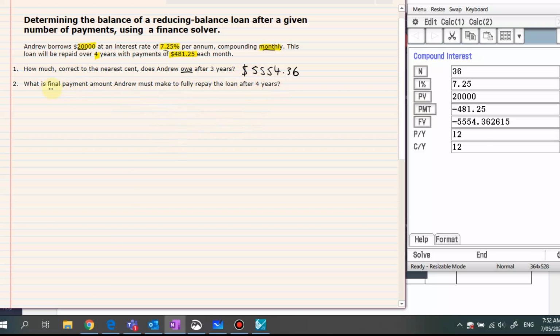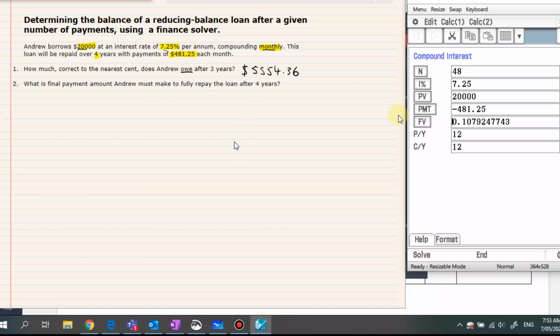What's the final payment amount Andrew must make to fully repay the loan after 4 years? All right. So for this one, we want to know the actual future value. Now, this isn't a payment question like it might seem at first. We actually want to know the future value after 4 years worth of payments. So he's been paying it off for 48 months. Everything else stays the same. And if we solve for the future value, we find that he has, correct to the nearest cent, 11 cents left over.